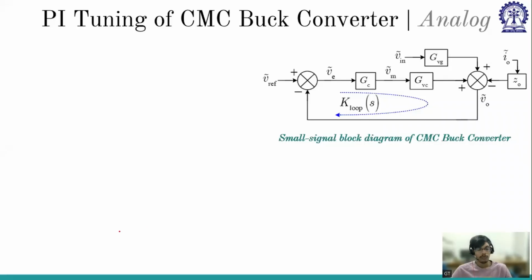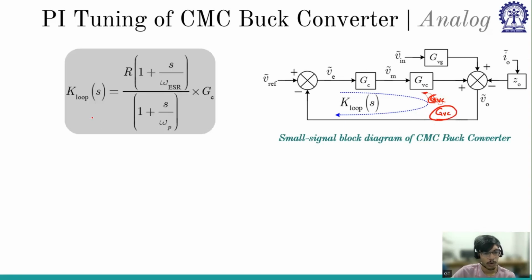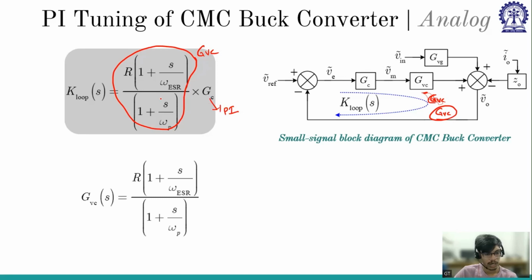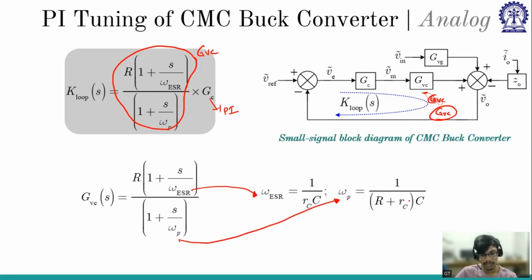Now, PI tuning of current mode control with buck converter. Everything is the same except here we have GVC instead of GVD. So this is the control, GVC, not GVD, right? K loop of S is simply GC into GVC. Sorry, this is my GVC, and into GC. GC is my PI controller, no derivative, because this needs only a PI controller and PI is sufficient. Omega ESR is 1 by RC into C, and omega P is 1 by R plus RC into C. So I have GVC, I have GC.